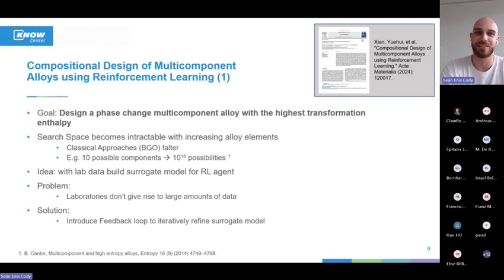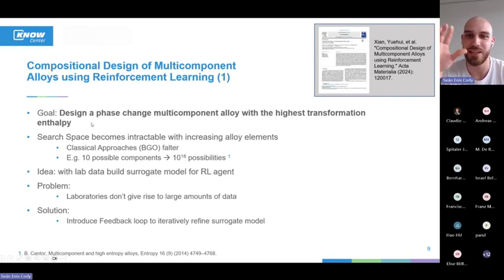So this led us to find this really cool paper, which was only published 2 months ago, sorry, 2 months ago, not 2 years. And it's the compositional design of multi-component alloys using reinforcement learning.